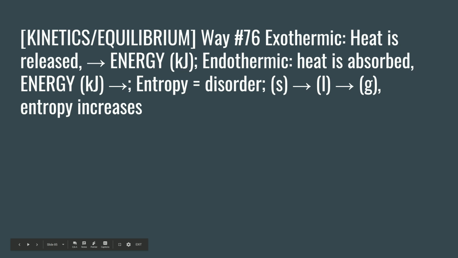Way 76 deals with kinetics and equilibrium, and it specifically deals with the heat of a reaction. We say that a reaction is exothermic when it releases heat, meaning that energy in a chemical equation appears on the right side of the arrow. We say a reaction is endothermic if heat is absorbed and energy appears on the left side of the arrow.